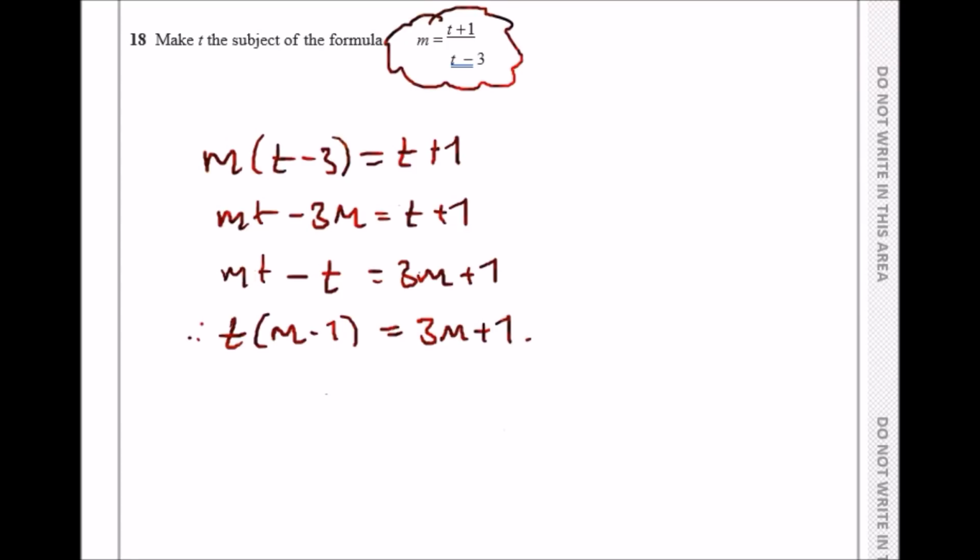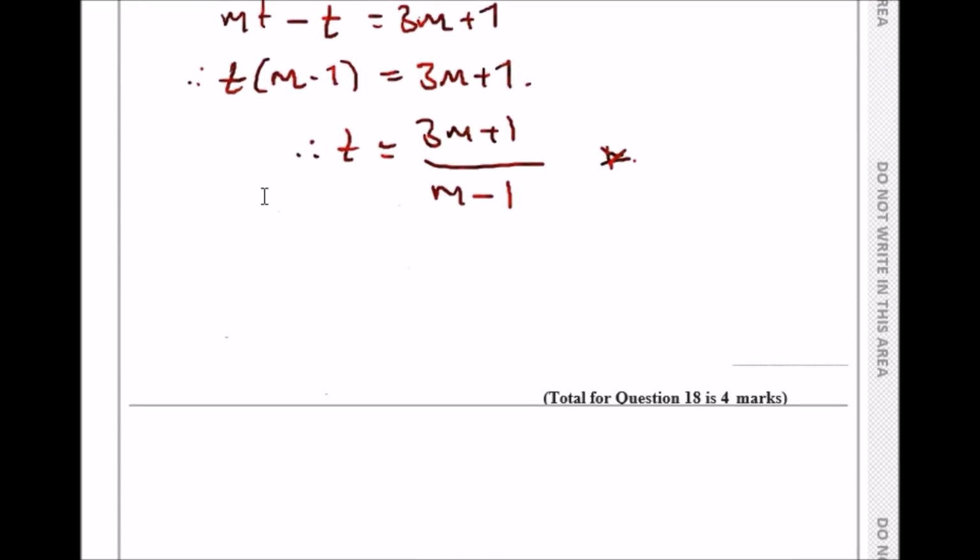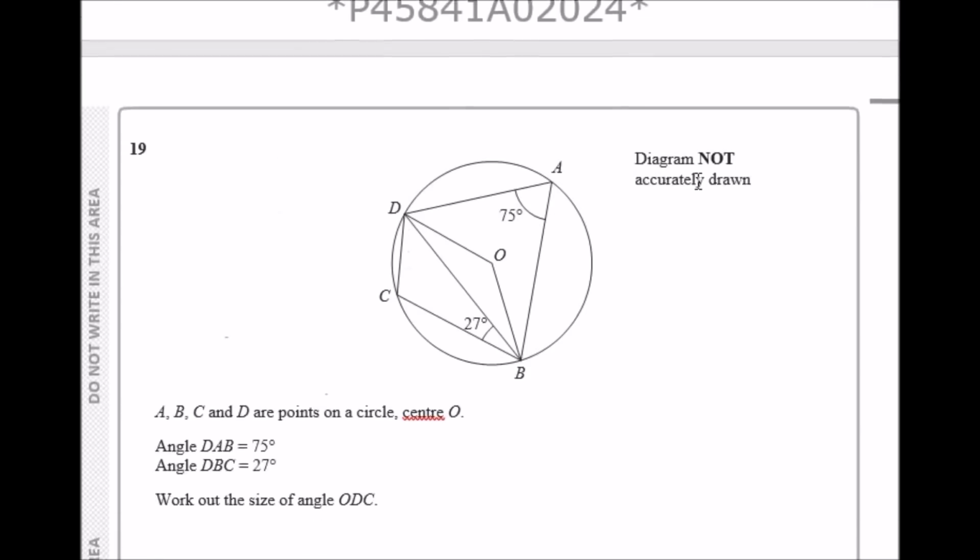And lastly, we can divide by m minus 1. So therefore, t equals 3m plus 1 over m minus 1. Voila, easy. Moving on to number 19.